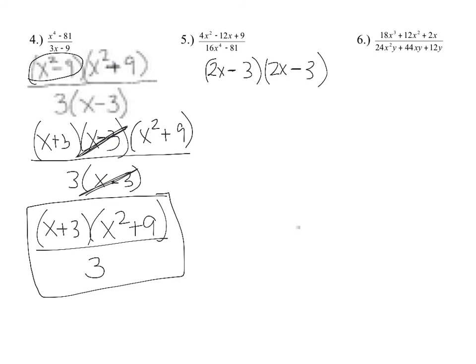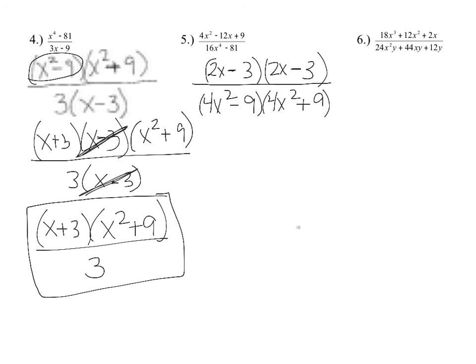And if you take a look, my inners and my outers, I'm going to get negative 6x and negative 6x, which is going to give me 12x. So I'm going to leave that. That's right, 2x minus 3. Now the bottom is a perfect square minus a perfect square, so I can break that into a difference of squares. So 16x to the 4th becomes 4x to the 2nd times another 4x to the 2nd. And then negative 81 factors into minus 9 and plus 9.